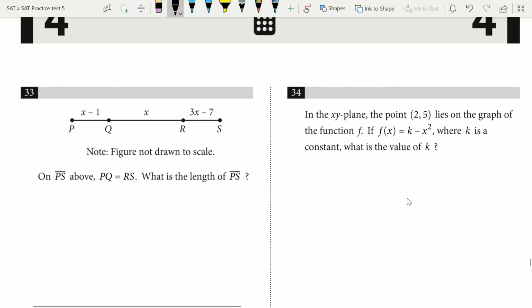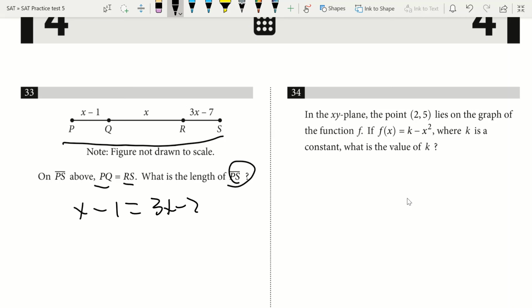33. We're told that PQ equals RS. What is the length of PS? PS is my whole thing here, so I got to solve for x in order to find that. So I got x minus 1 then is equal to 3x minus 7. What I'm going to do, I'm going to subtract x here, get rid of it, subtract x. I got 2x, I add 7 to each side, right? And then negative 1 plus 7 gives me 6, divide each side by 2. 6 over 2 is 3, which means x is 3.